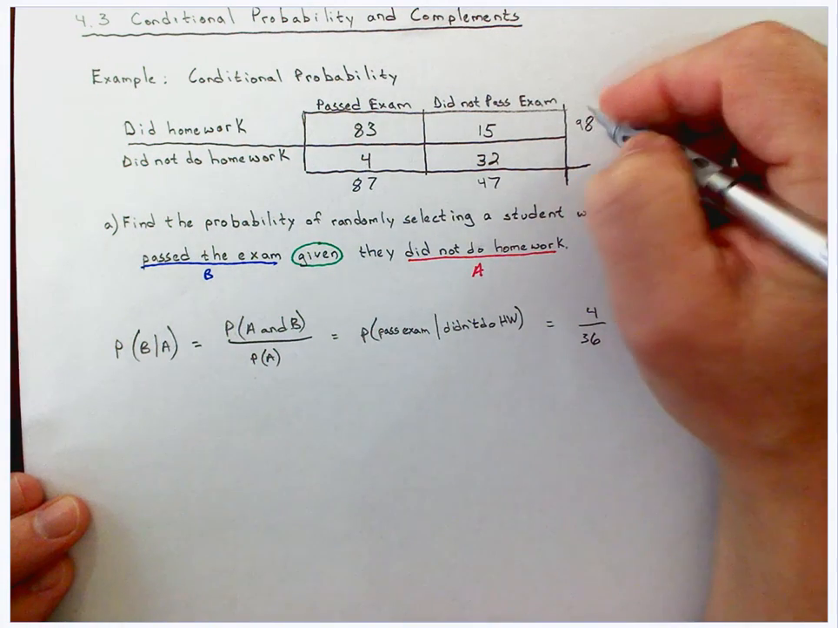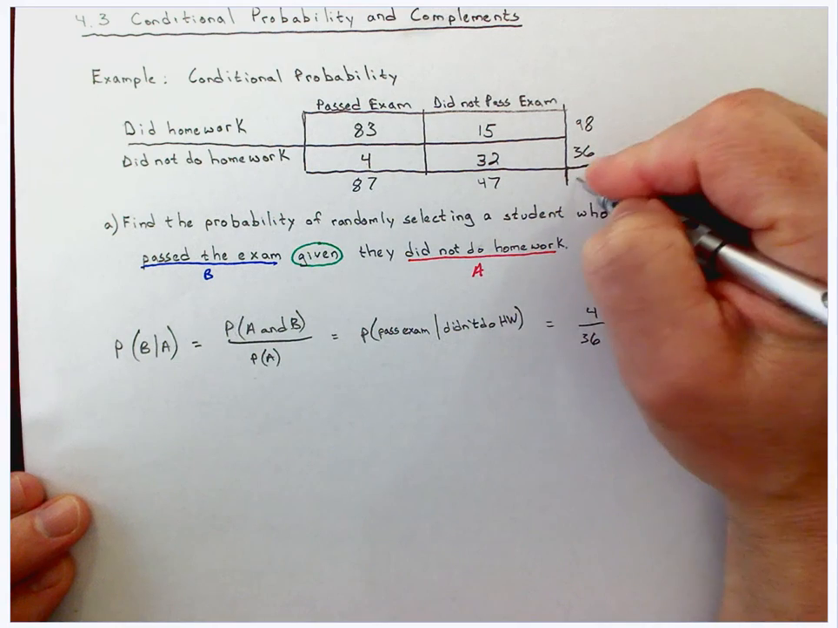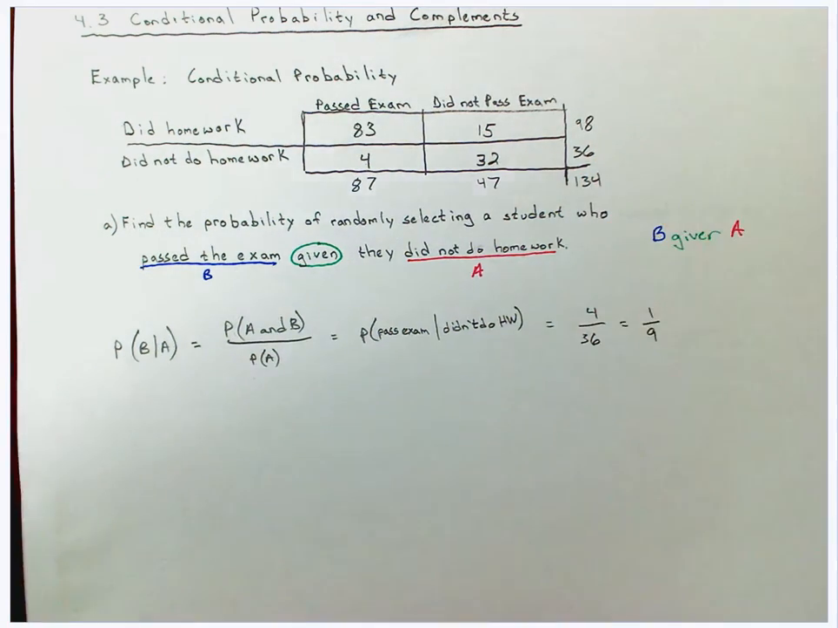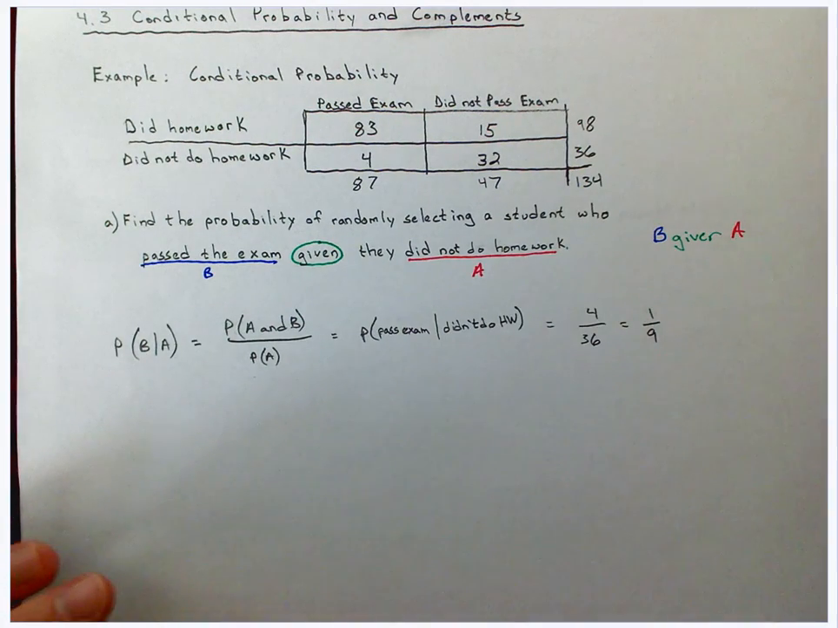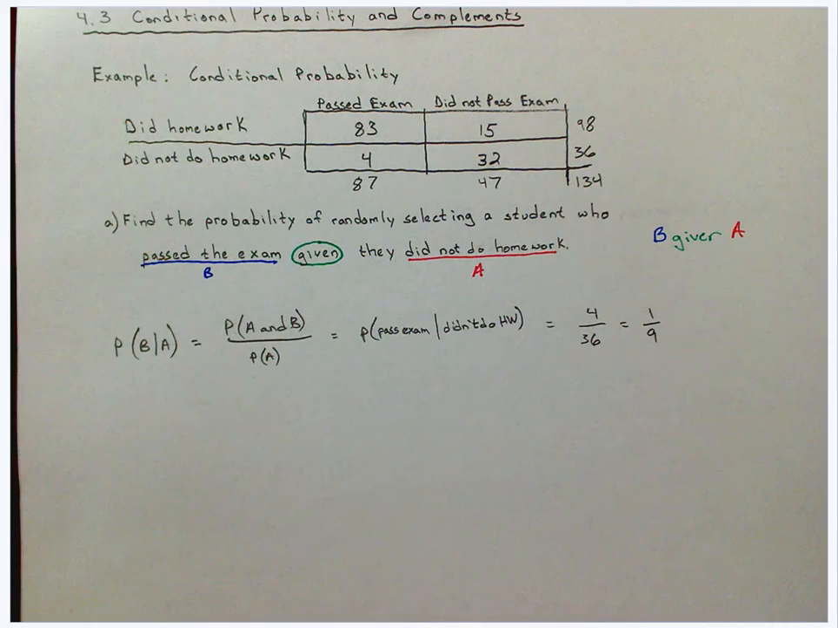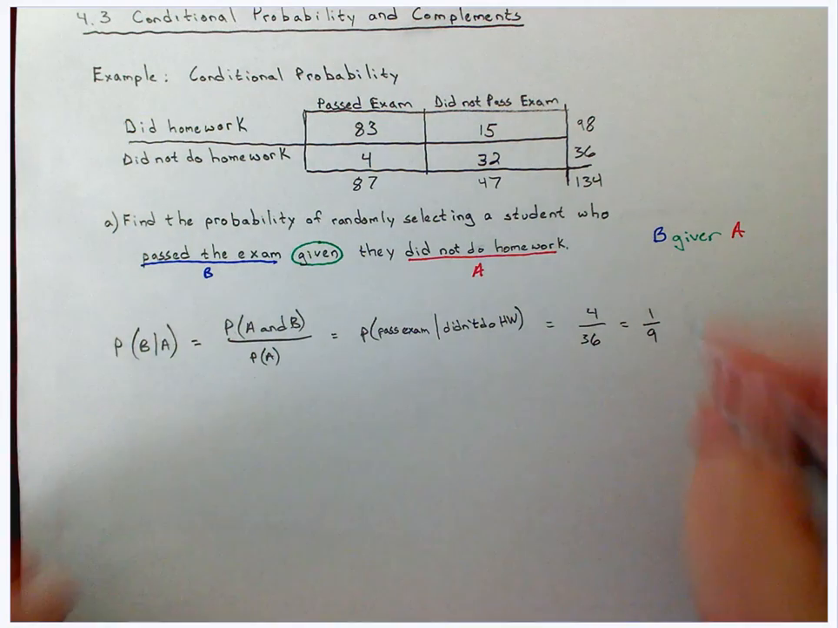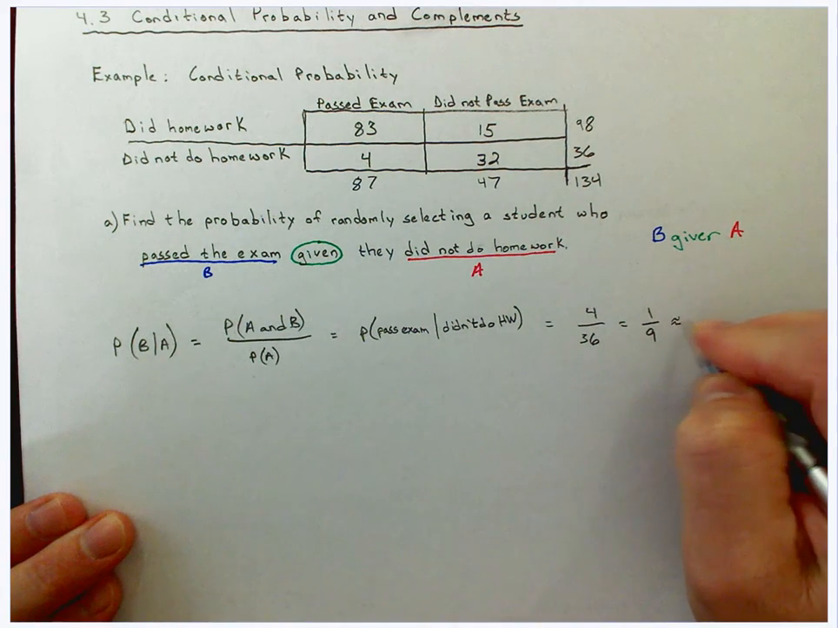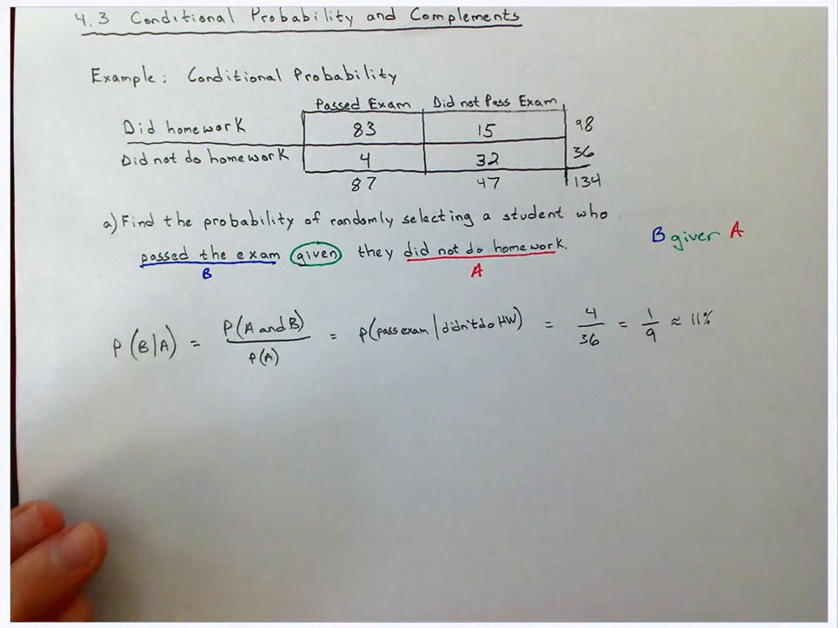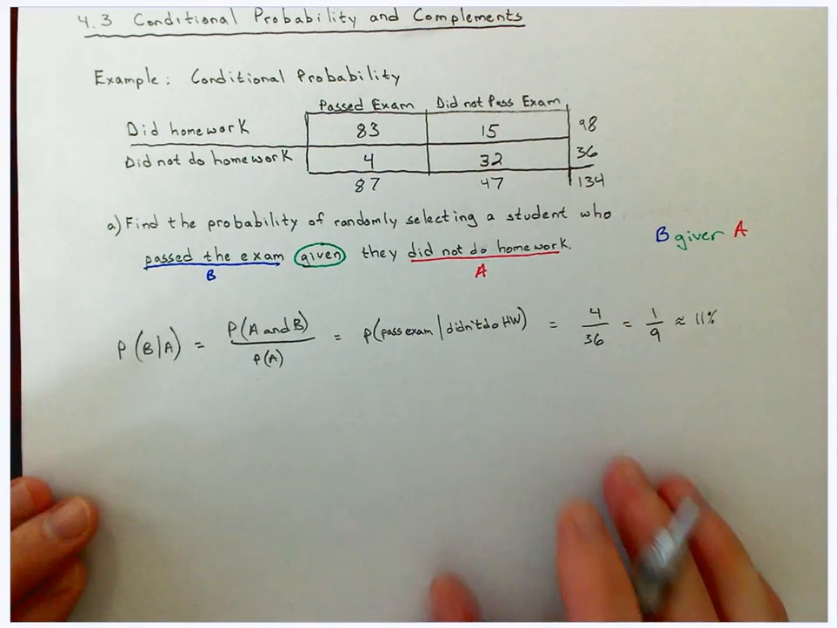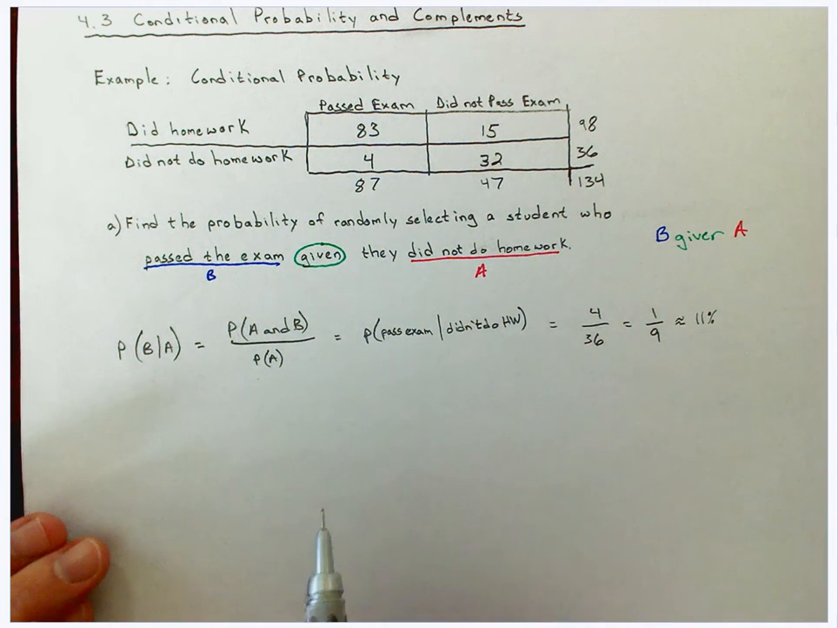And I'll show you why the first way is just a quick way and you don't have to worry about something. Alright, and this is only for conditional probability. So I have 1/9, and that's about 11%. It helps you to be able to visualize it. It's hard to visualize 1/9, but 11%. So 11% actually passed the exam but didn't do their homework. So let us work it a different way.